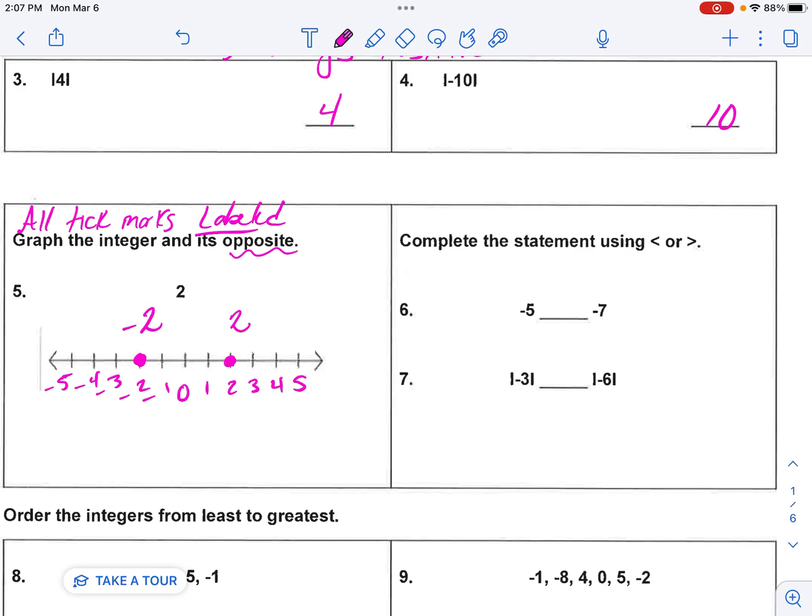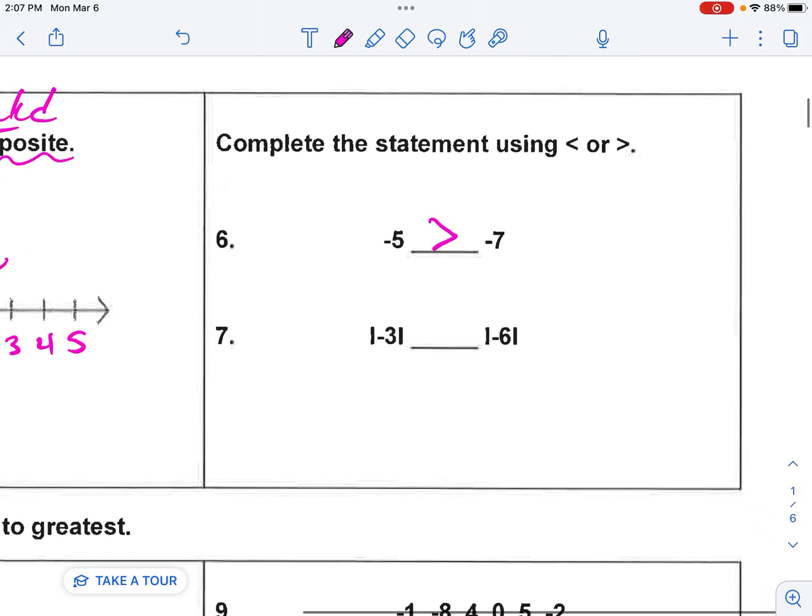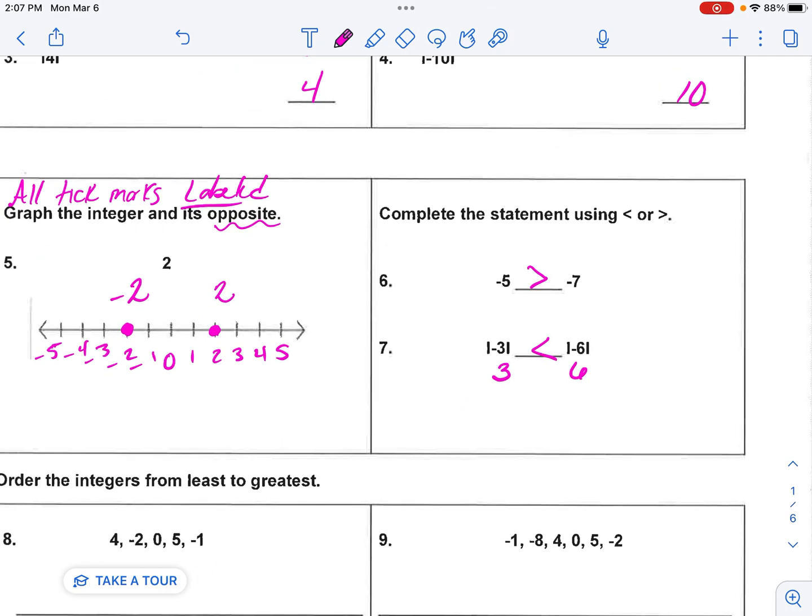We are comparing number 6, -5 is going to be greater than -7. -7 is further to the left on the number line, so it is less. When we're comparing with absolute value, remember to solve the absolute values first. So the absolute value of -3 is 3. The absolute value of -6 is 6. Now we know that 3 is less than 6.